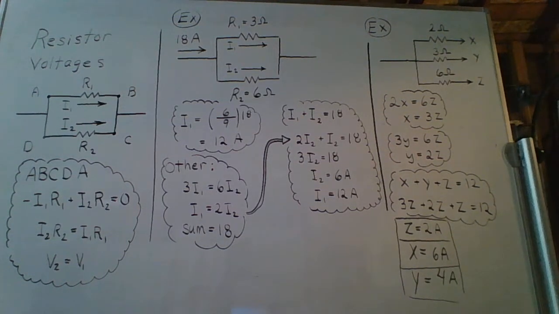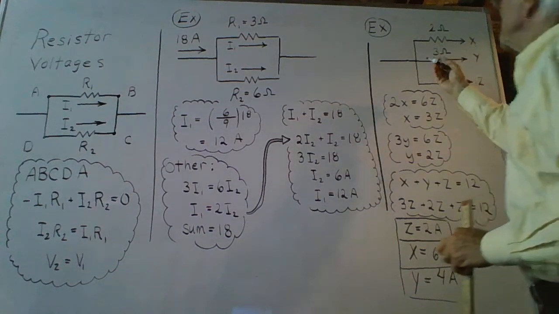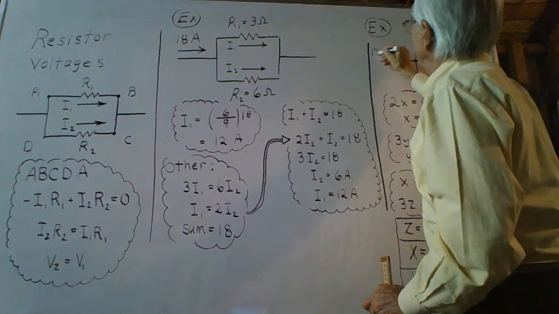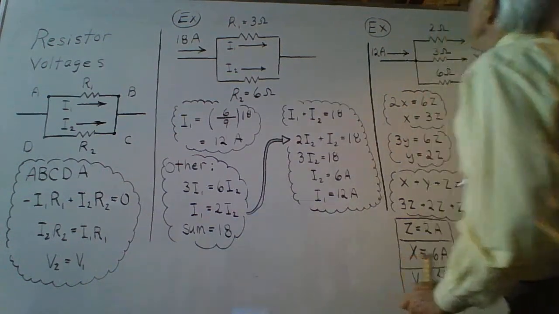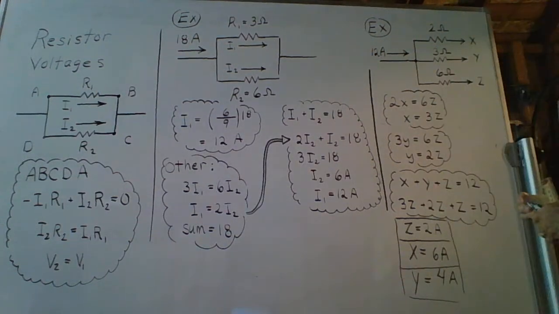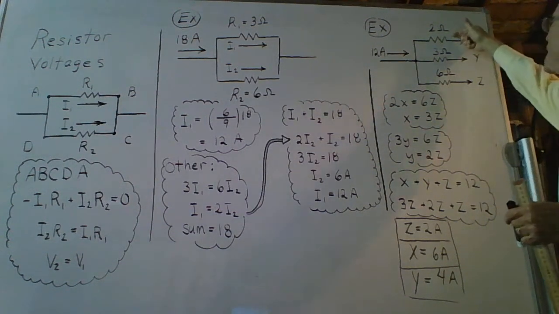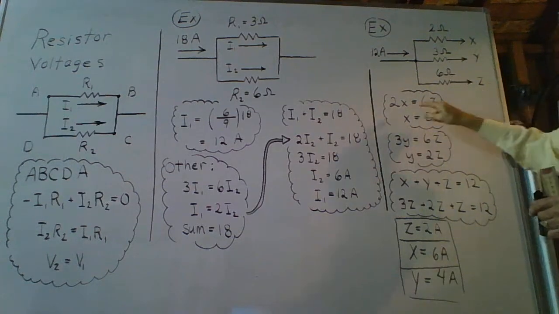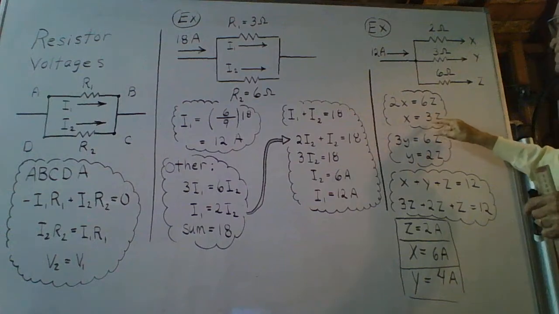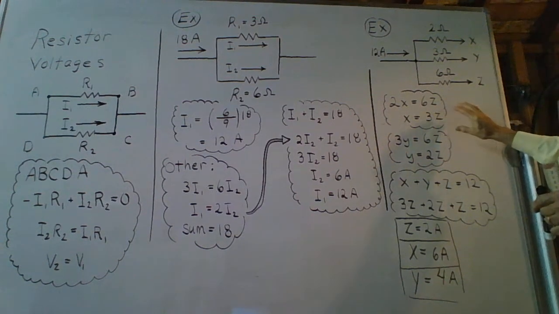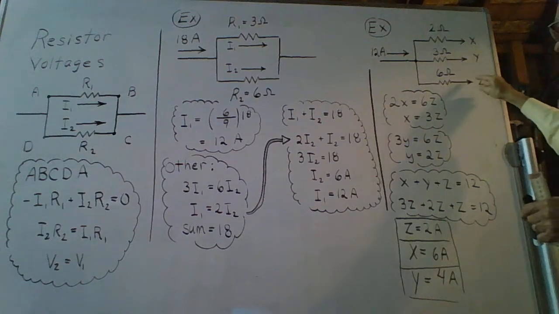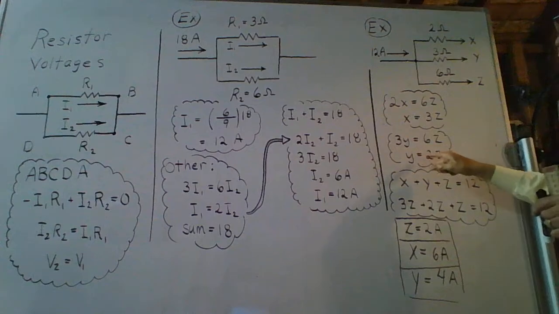We're going to assume that the current that's approaching the branch point here is 12 amperes. And we'll make use of that fact soon. Let's arbitrarily compare the top and the bottom resistor voltages. So you have 2 times X equaling 6 times Z, so X is 3 times Z. Let's put that aside for a moment, and let's arbitrarily choose to compare the middle with the bottom. So we have 3 times Y equals 6 times Z, so Y is twice Z.